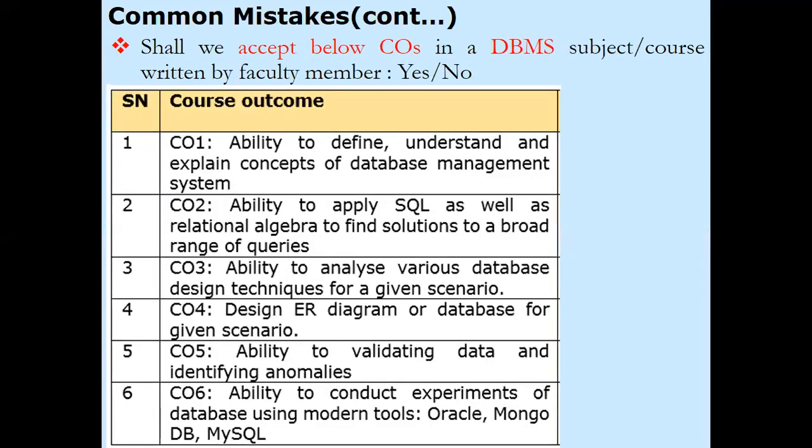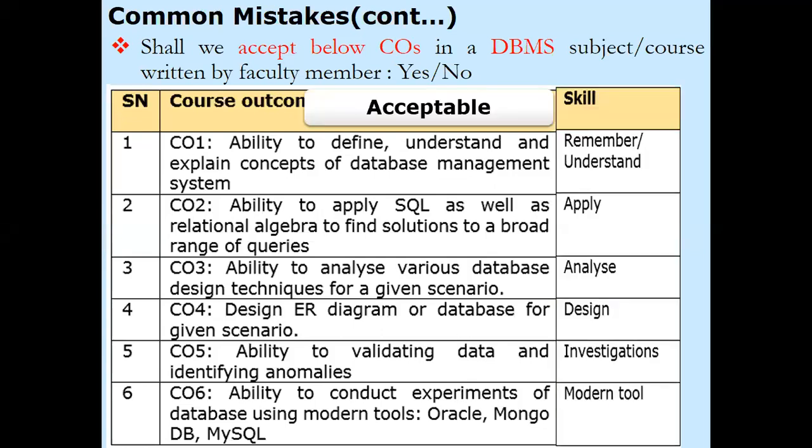Now there is another example with respect to DBMS subjects. The faculty member has written the 6 course outcomes as shown below in the table. Shall we accept the following course outcomes which are framed by the DBMS faculty? The answer is yes. Here CO1 he has written based on the remember level as well as understanding level.